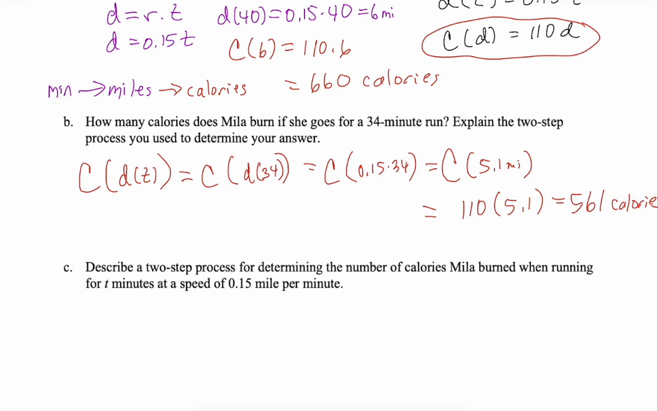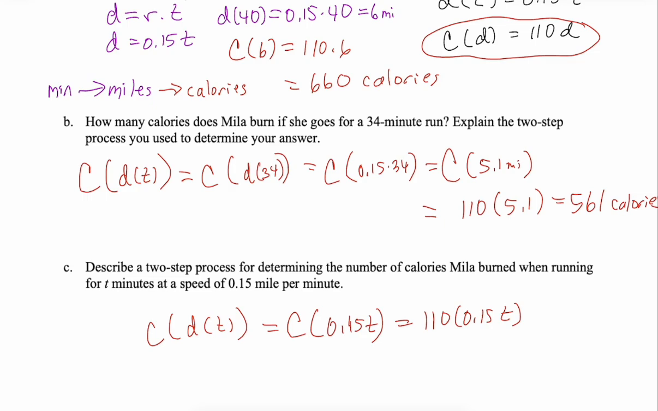So what they're saying in part C is, what is C of d of t? So let's plug our d of t function in. Remember, our d of t function was 0.15t. And if we plug that into our calorie function, that's 110 times 0.15t. So we worked our way from the inside out.